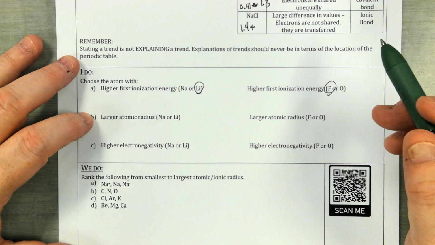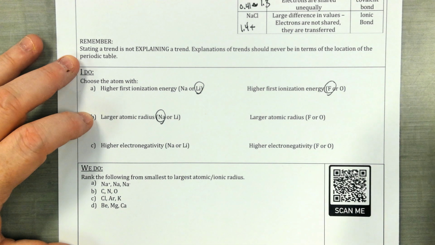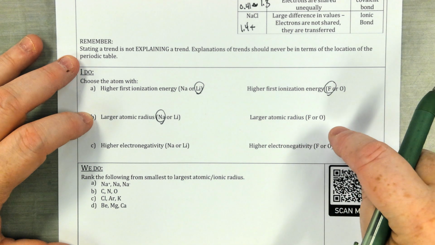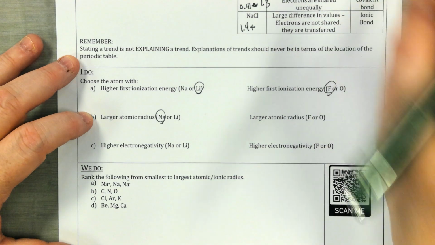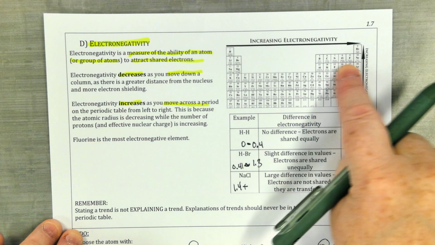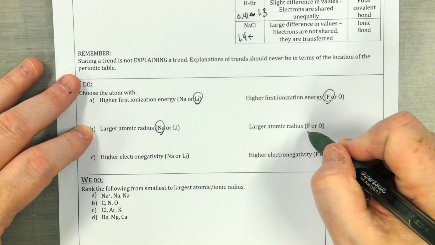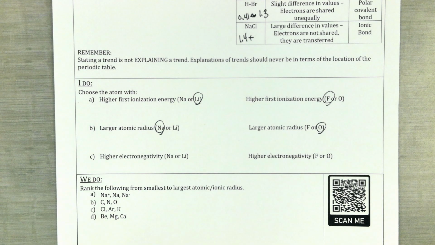Larger atomic radius, well, sodium, it's in period 3, so it's got 3 shells versus lithium's 2. Larger atomic radius, fluorine or oxygen, well, be careful with this. They're in the same period, so they're both in period 2, but as you go across, fluorine has more protons, so it's going to be smaller. So oxygen has the larger atomic radius.